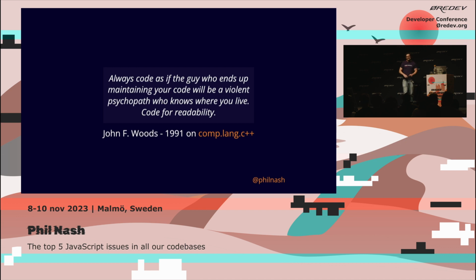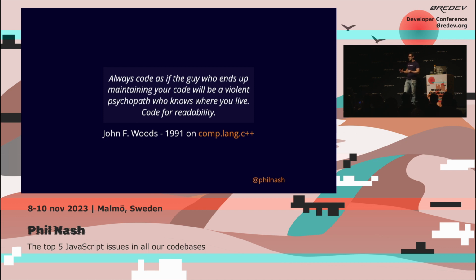So I'd like to start with a couple of quotes on this particular one. It's one of my favorite ones about coding. Always code as if the guy who ends up maintaining your code will be a violent psychopath who knows where you live. Code for readability. This is a quote from John F. Woods. He's a C++ games programmer. This was on a C++ mailing list back in 1991.